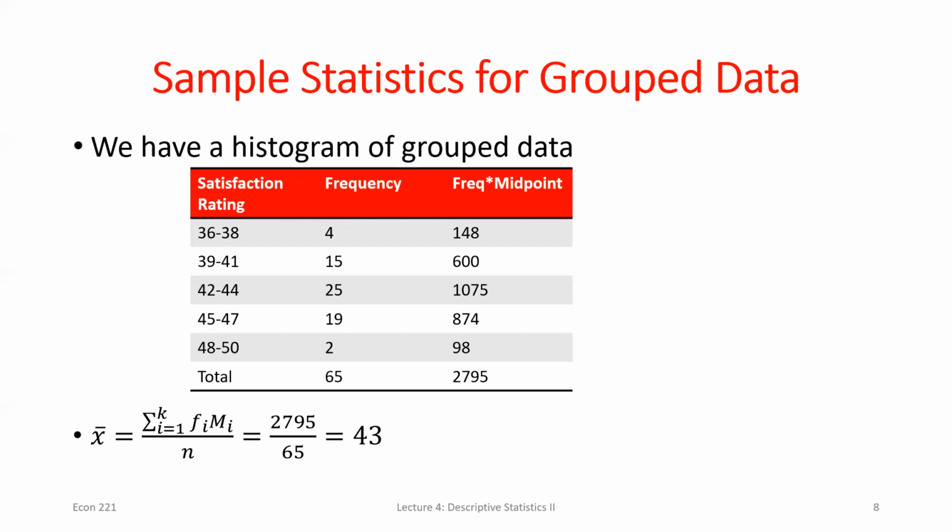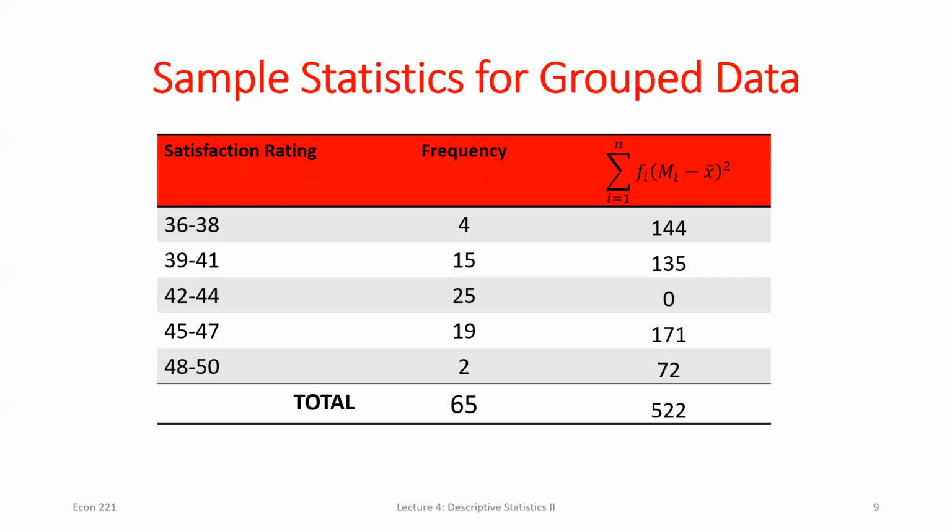So now that I have that weighted mean of 43, I can go through and find the numerator for my weighted variance equation. Take that deviation from the mean, square it, and then multiply that deviation from the mean by that group's frequency. Okay?